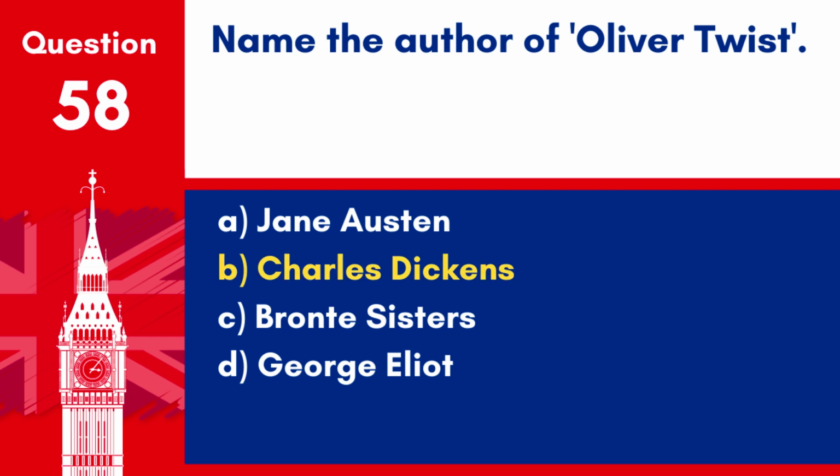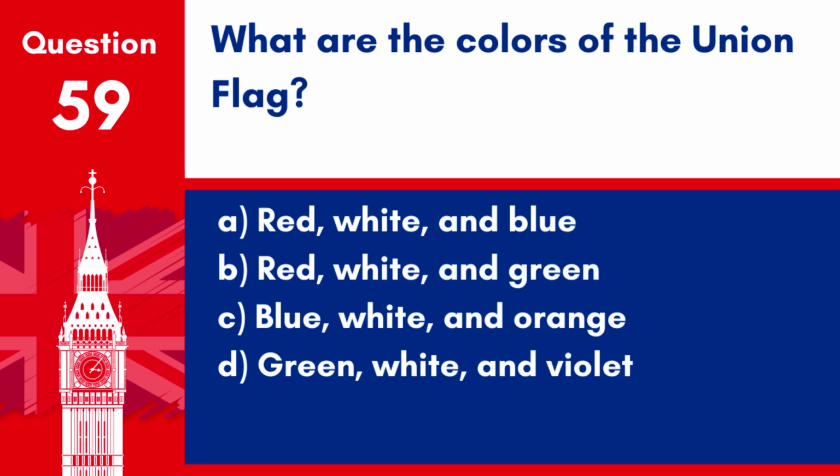Answer: B. Charles Dickens. Charles Dickens, a prominent Victorian author, wrote Oliver Twist, which is one of his most famous works that critically explores the social inequalities of 19th century England. Question 59. What are the colours of the Union flag? A. Red, white and blue. B. Red, white and green. C. Blue, white and orange. D. Green, white and violet.